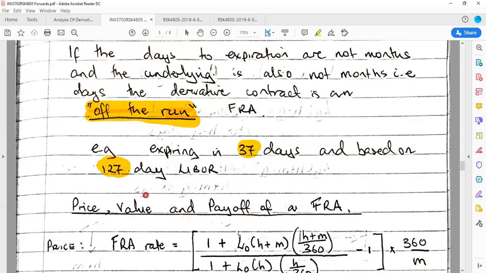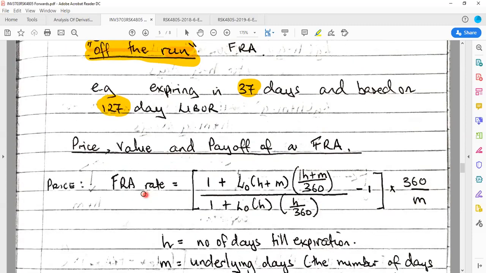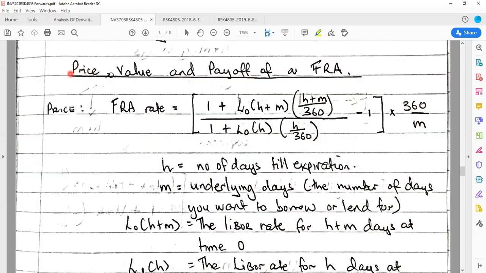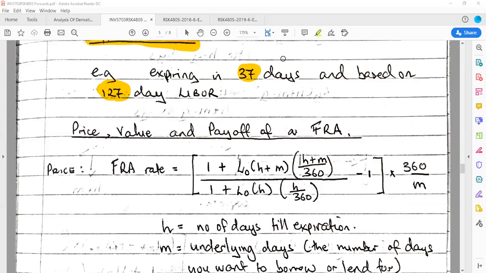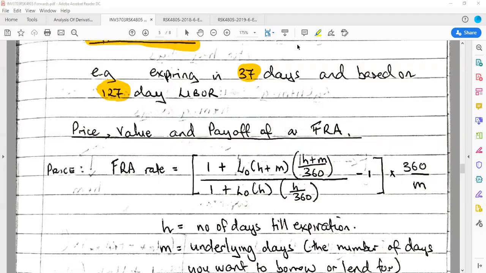Okay. So lastly, in this video, I want to talk about how to price, value, and determine the payoff of a forward rate agreement, right? Now, to determine the price, meaning the FRA rate on a forward rate agreement, there are some important formulas that you need to know about to determine the price, the value, as well as the payoff.